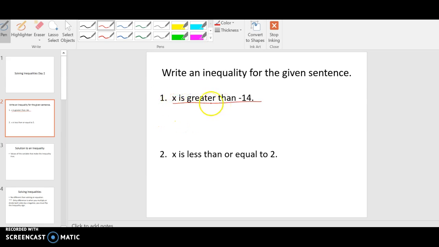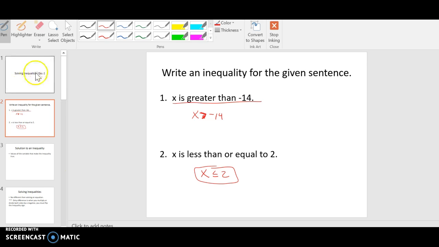So x is greater than negative 14. When we see that x is greater than negative 14, remember, the alligator's always eating the bigger number. The next one, x is less than or equal to 2. So x, the less than or equal to symbol is here, and it's less than or equal to 2. Being able to take these words and translate them into inequalities is very important.